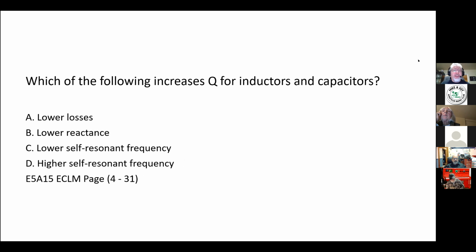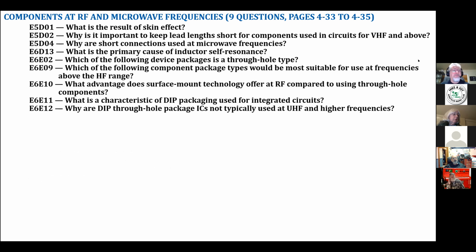Which of the following increases Q for inductors and capacitors? A, lower losses. B, lower reactance. C, lower self-resonant frequency. Or D, higher self-resonant frequency? Alpha is correct, lower losses.